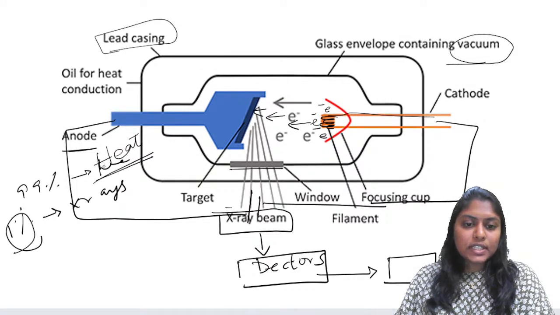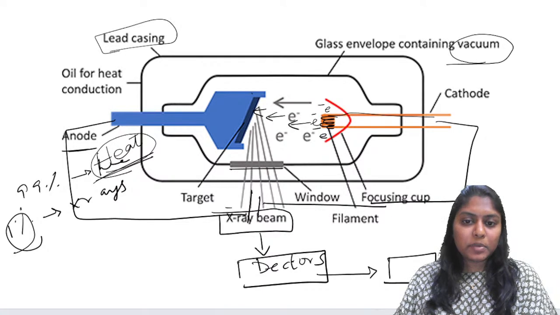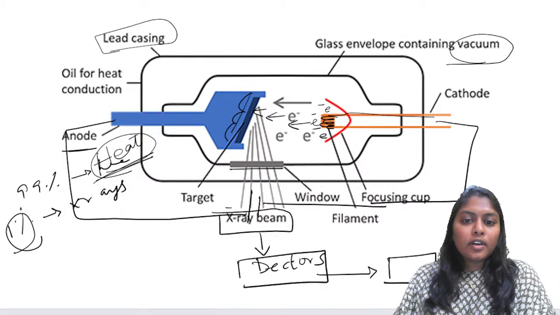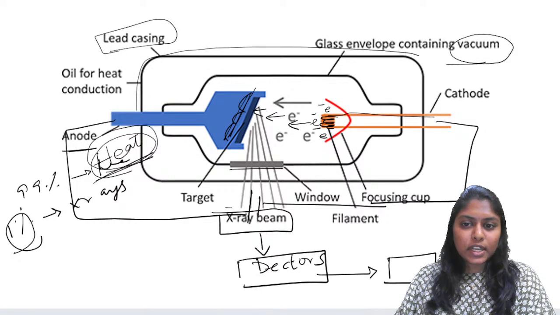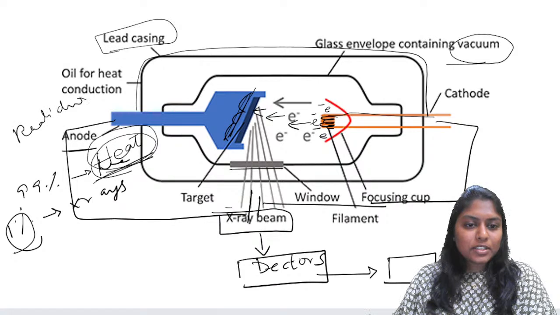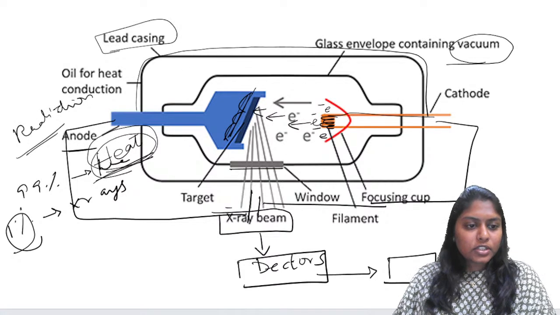This heat will cause problems, such as damage to the anode if too much heat is given onto it. So to reduce the damage to the anode, we conduct the heat through oil. Oil is passed through a small tube outside. There is also another way of heat dissipation, which is radiation. Maximum heat is lost through radiation only, and the rest through conduction through the oil.